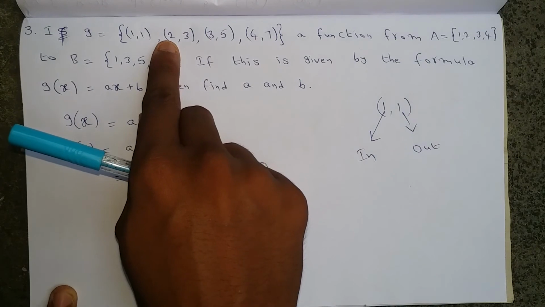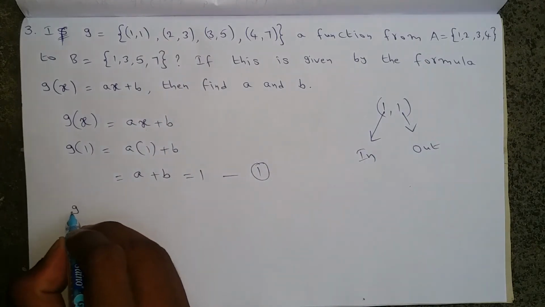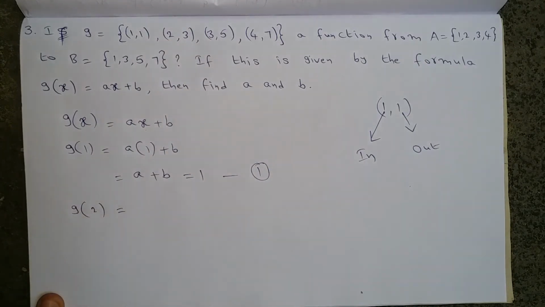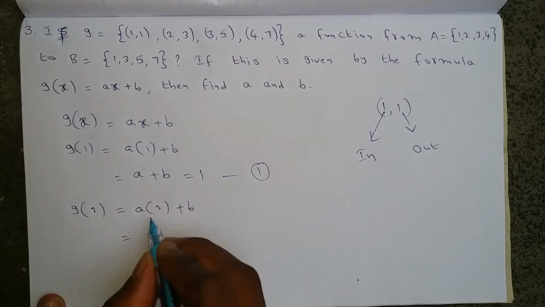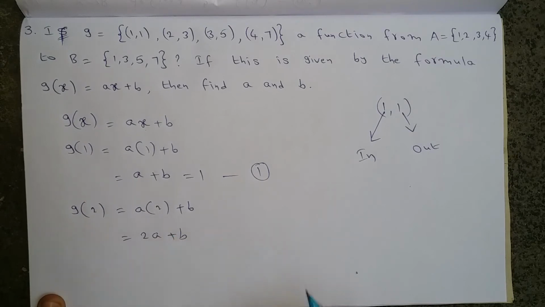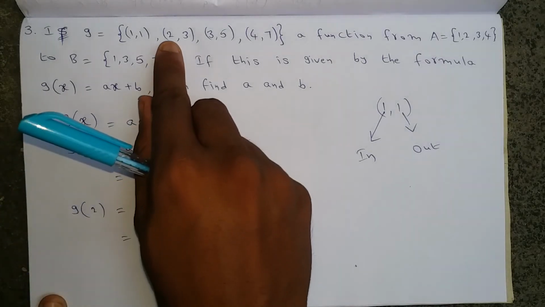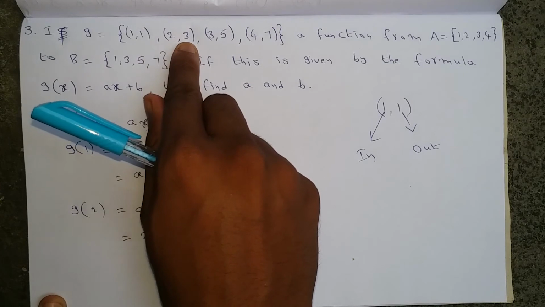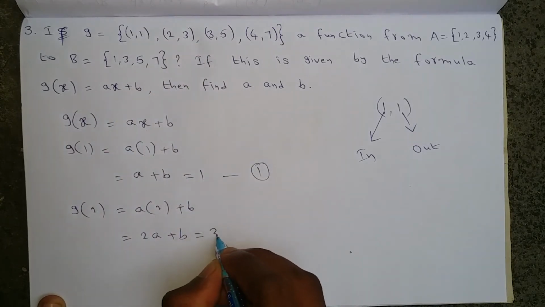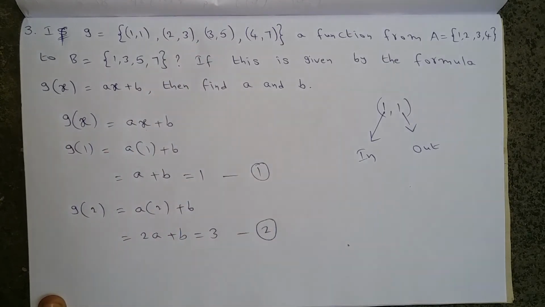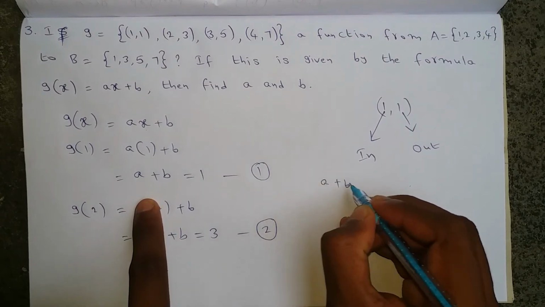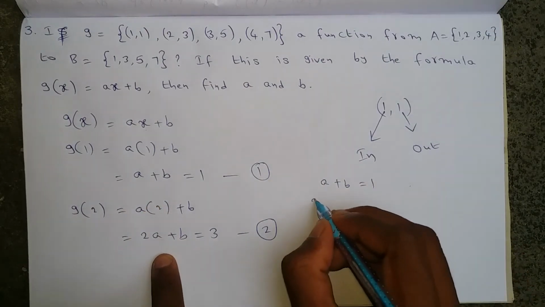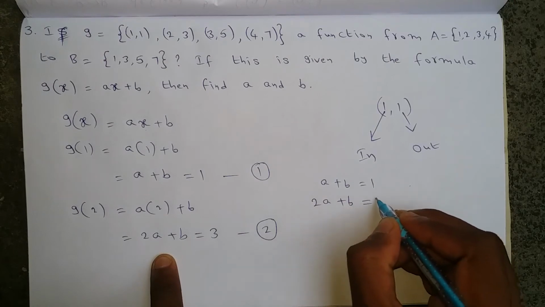Next input I am taking, that is number 2. G of 2 is equal to a into 2 plus b, 2a plus b. Now when we substituted number 2, we got the output 3. So 2a plus b is equal to 3. Now this is the second equation. We need to solve the first and second equation. So first equation is a plus b equals 1 and second equation is 2a plus b is equal to 3.